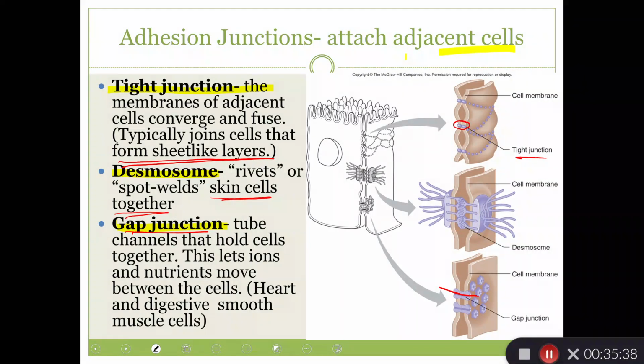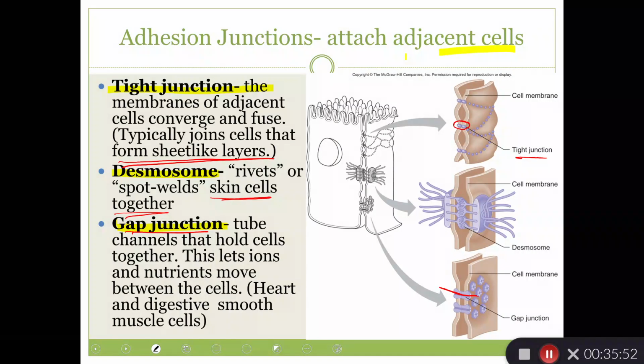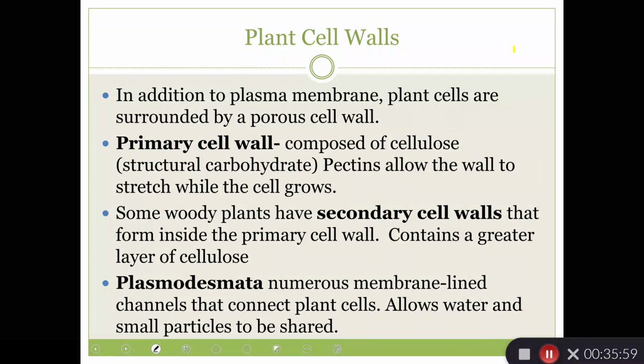Remember, animal cells don't have a cell wall. So usually it's going to be the gap junctions, especially in animals, that allow for that communication. Tube channels that hold cells together. This lets ions and nutrients move through, like heart and digestive smooth muscle cells. Okay, plant cells, well, they have this right here called a plasmodesmata.